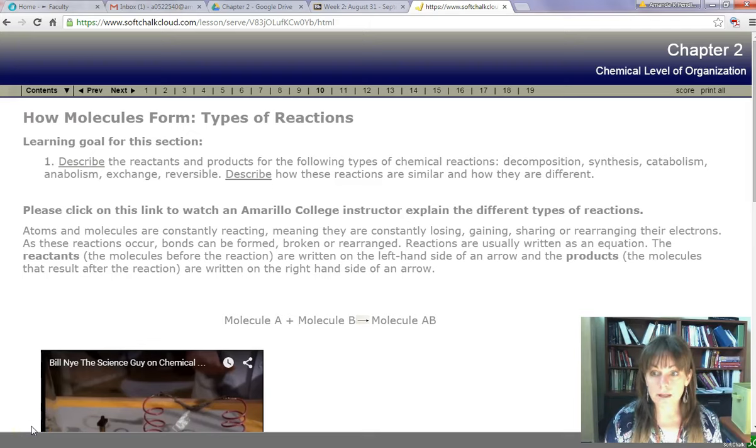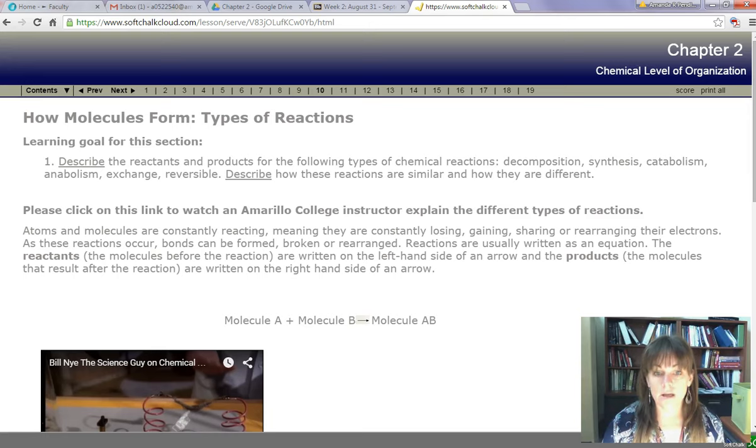Okay, so welcome. Now we're going to talk about reactions. And first we need to remind ourselves of what a reaction is. For our purposes, that means that atoms and molecules are either gaining electrons, losing electrons, or rearranging electrons. As that happens, bonds between atoms or molecules, and remember, a bond is just a physical association, are either forming, being broken apart, or being rearranged.